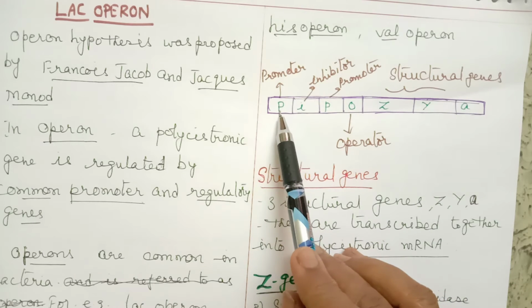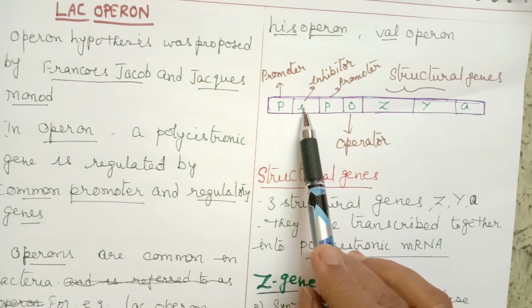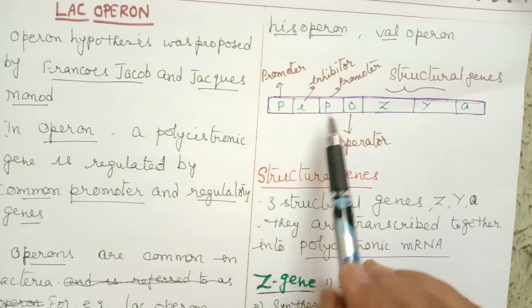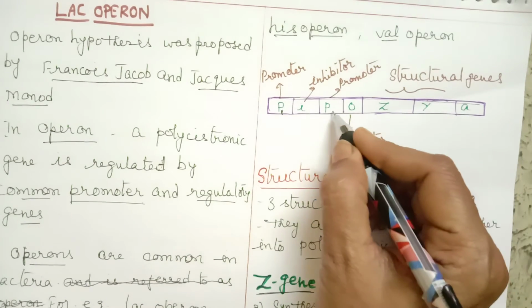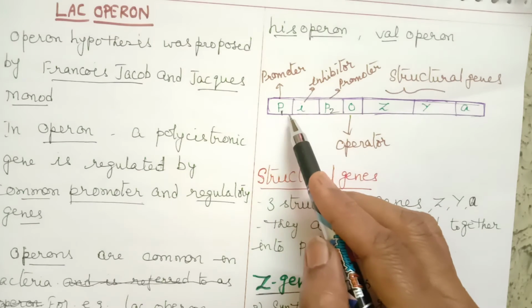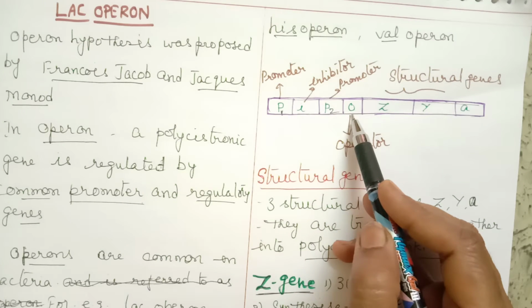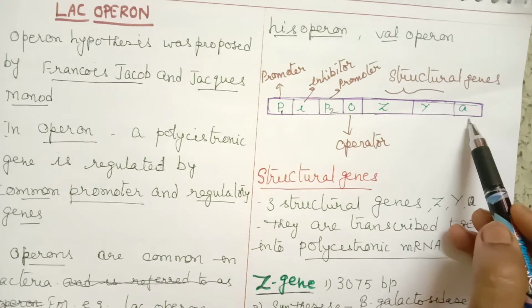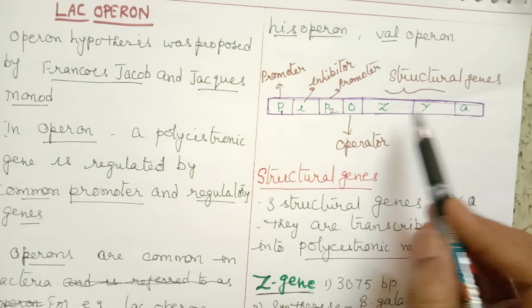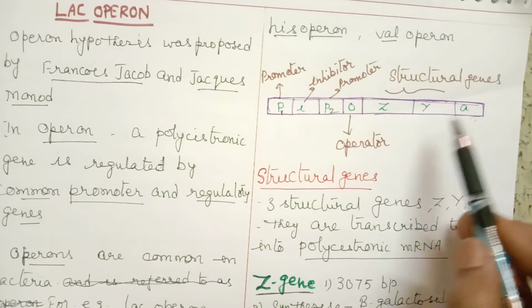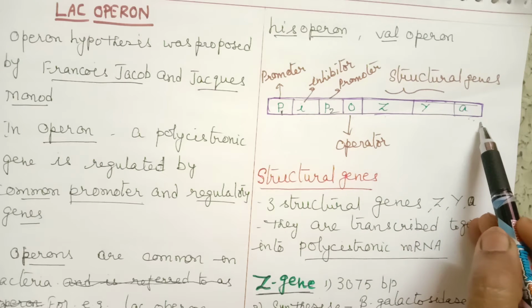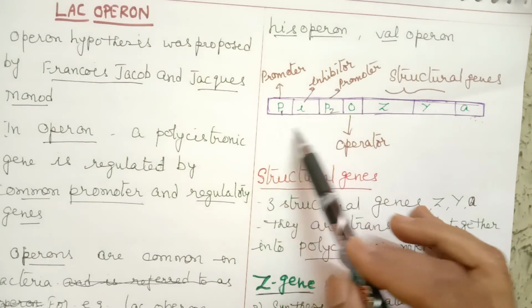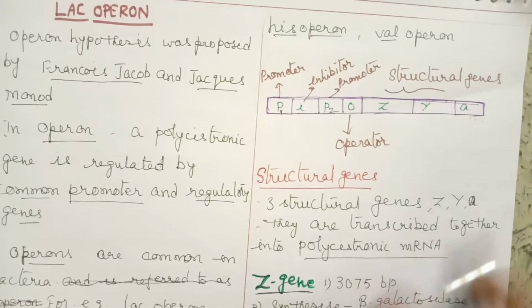Now let us see the general structure of an operon. An operon has a promoter, an inhibitor or regulatory gene, and an operator gene. There are two promoters, P1 and P2. The first promoter is for the inhibitor gene, and the second promoter is for the operator gene. Then come the structural genes. There are three structural genes in the Lac Operon: Z, Y and A. All genes together form a cluster called the operon.